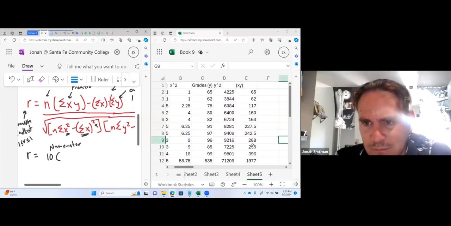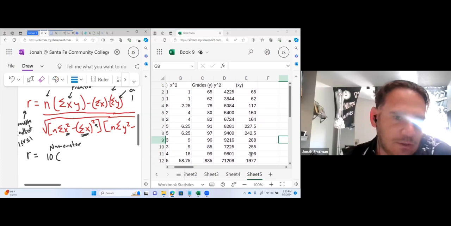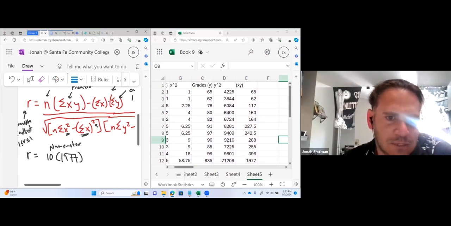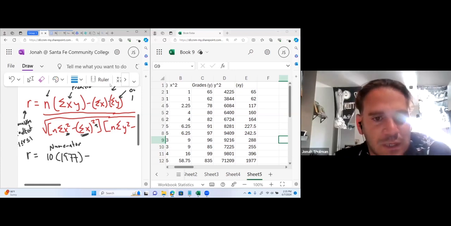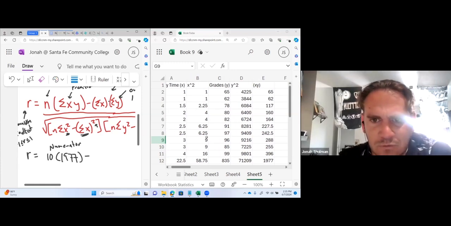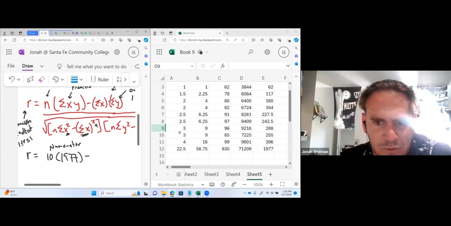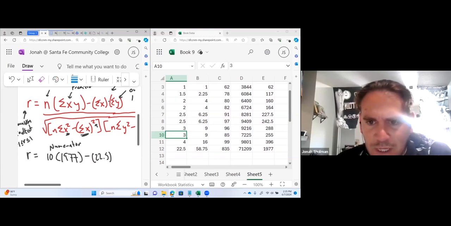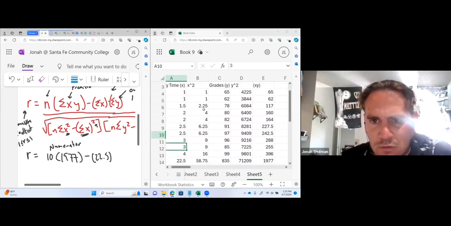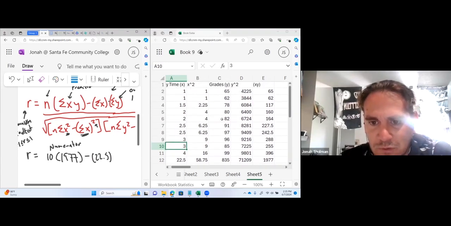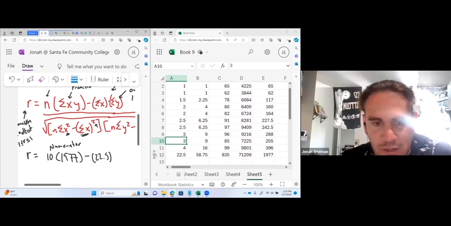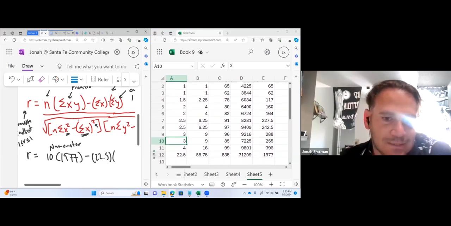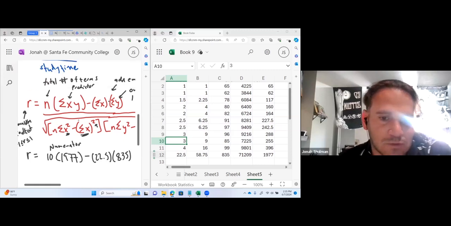So all of your x times y is 1977. It's a good year. Lots of good comics came out that year. And I have to minus all the sums of the x's times all the sums of the y's. Well, we have our sums of all the x's right here, not squared, so that's 22.5. And all the sums of the y's are right here, which is 835.